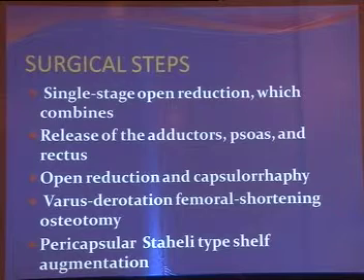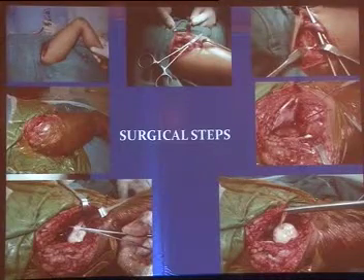So what are the surgical steps? It's a single stage open reduction which combines release of the adductors, psoas and rectus, open reduction and capsulorrhaphy, varus derotation osteotomy, and pericapsular type of self-augmentation. This is the combined procedure, with one medial incision and another anterior incision. So these are the surgical steps.